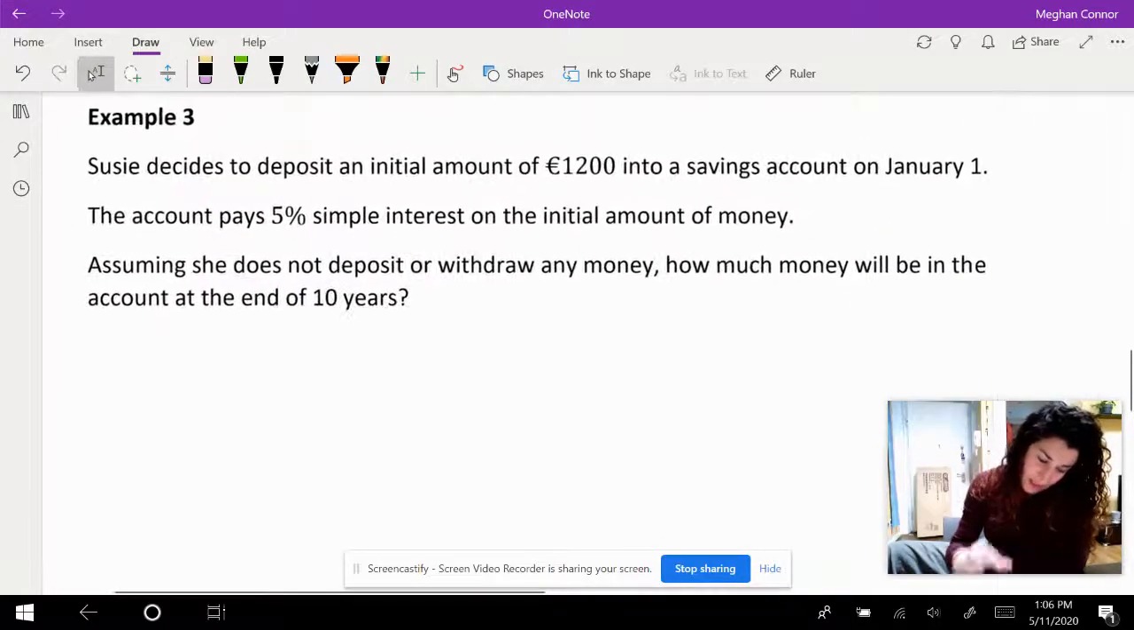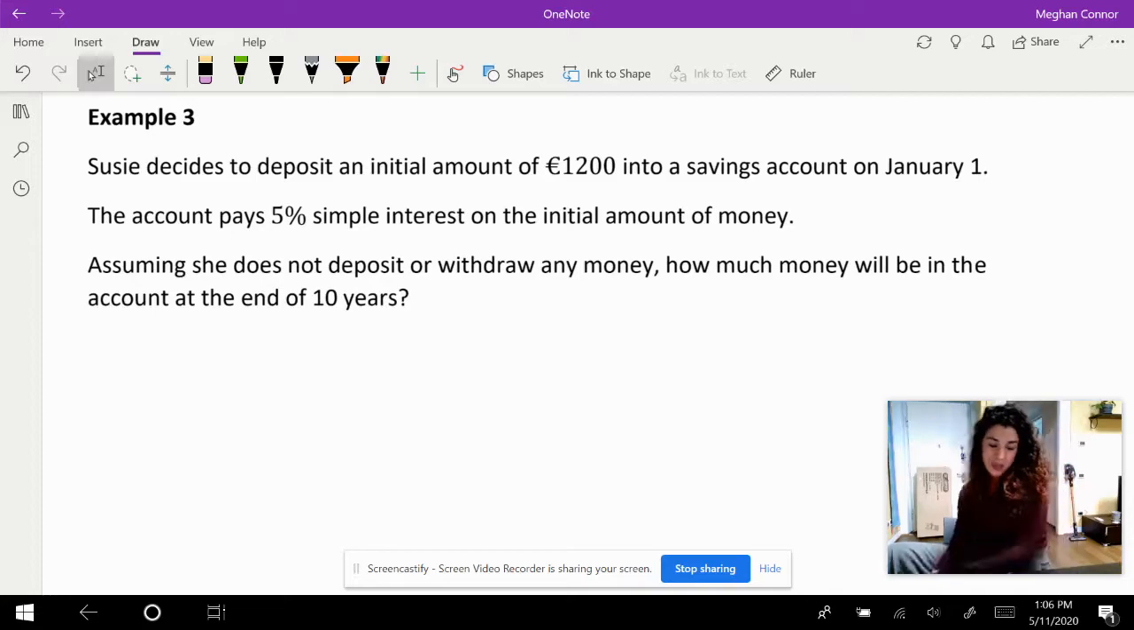All right, example 3. Susie decides to deposit an initial amount of 1,200 euro into a savings account on January 1st. The account pays 5% simple interest on the initial amount of money. Assuming she does not deposit or withdraw any money, how much money will be in the account at the end of 10 years? So 5% simple interest.